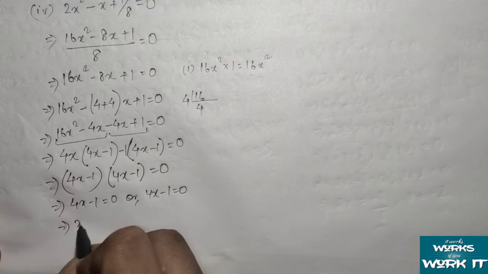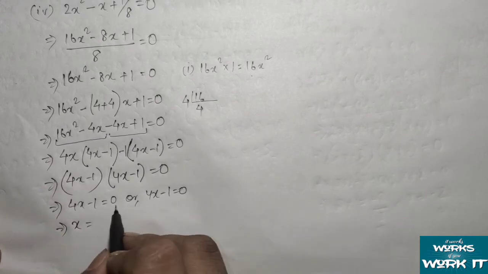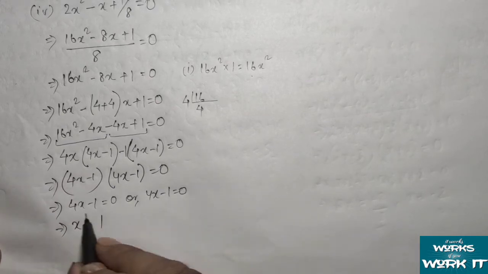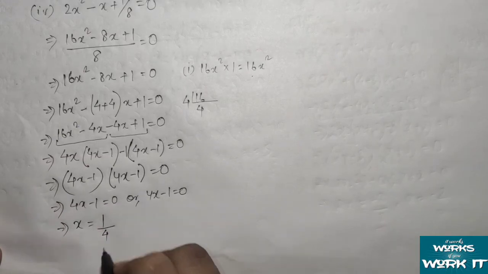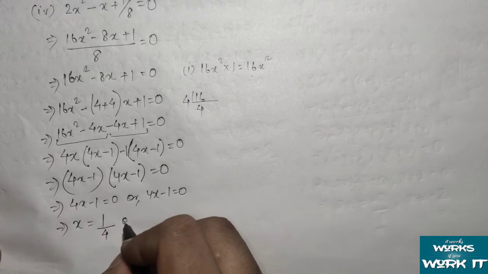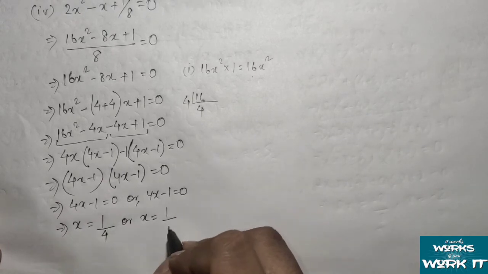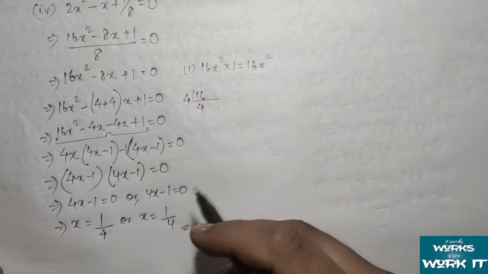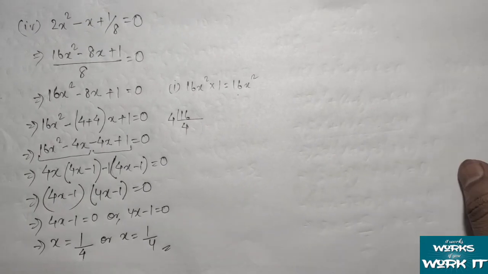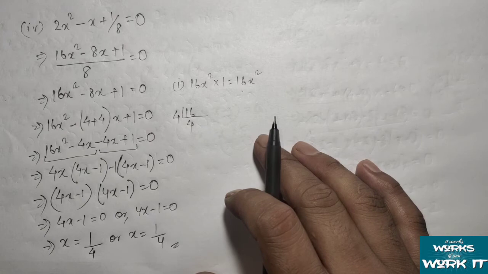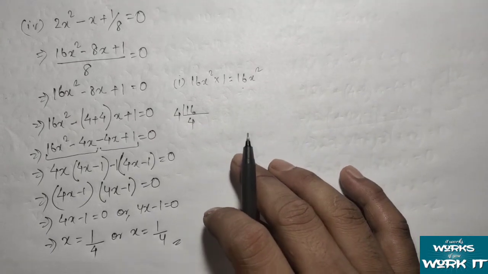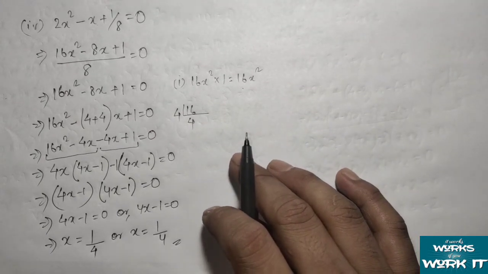So from here, sending everything, what we can get, minus 1 after going here, it will be plus 1, and 4 was multiplying with x, so after going to the right hand side it will come in the denominator. Here also they are the same, so we can write x equal to 1 by 4. So these are the roots we are getting, and we have solved different quadratic equations here. So I hope you have understood these things and try to solve some more quadratic equations from your textbook. Okay.